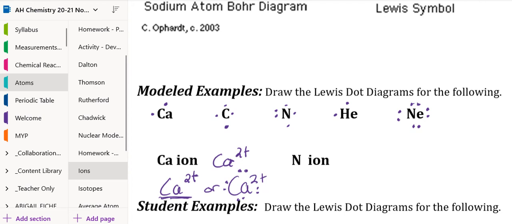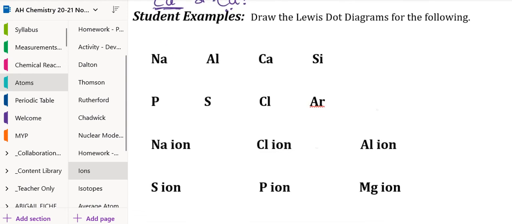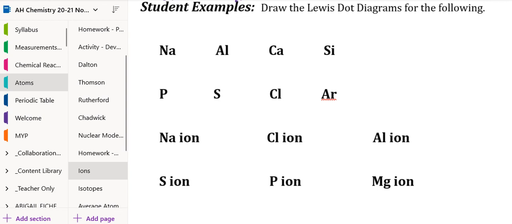And then nitrogen, when it forms an ion, what is its charge going to be? Which means it does what? Gains three. So neutral nitrogen, if we draw those valence electrons on, is five, right? When nitrogen forms an ion, what happens to it? Gains three. So the nitrogen ion is going to have how many valence electrons? Eight. How do we feel about those? Okay. There are student examples below. I am fine if you want to pause on the student examples.